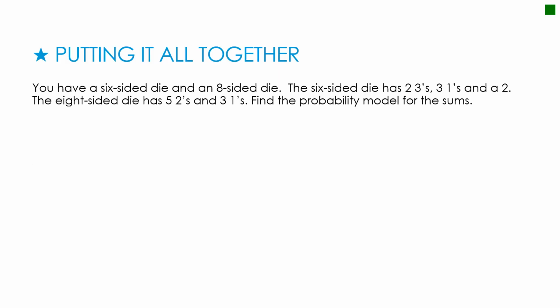So let's see if we can put this all together. I have a 6-sided die and an 8-sided die. The 6-sided die has 2 3s, 3 1s, and a 2, so that's 6 total sides. And the 8-sided die has 5 2s and 3 1s, so that's 8 total sides. I want to find the probability model for the sums, and then in a moment we'll take that probability model and find the expected value and standard deviation.